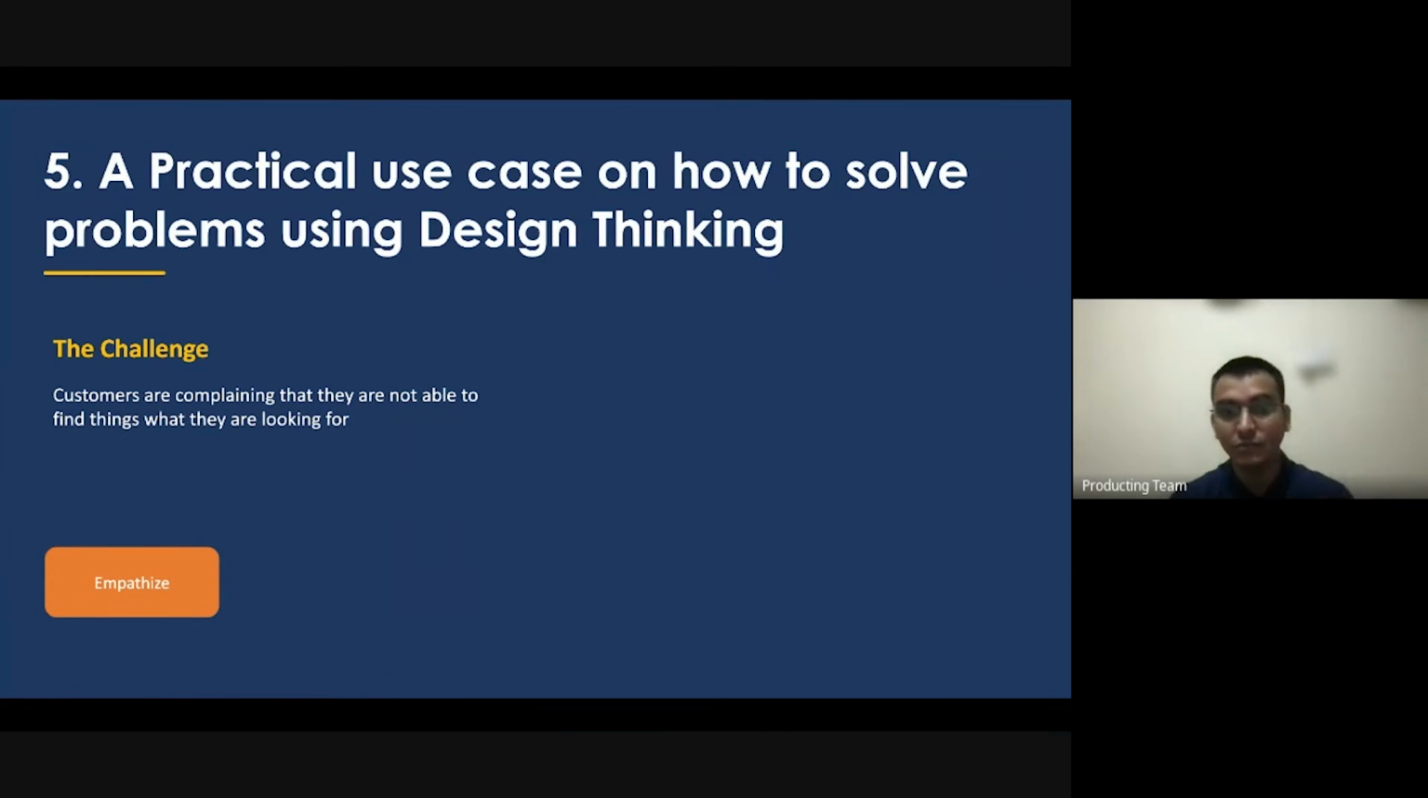And for that, we have to do the empathy mapping, the empathy stage. We have to empathize with the user. So we have to do an interview to try to understand where exactly it's happening. Where are they feeling, or where are they not able to find this? Okay, that we have to find out. That is what we do in empathy.